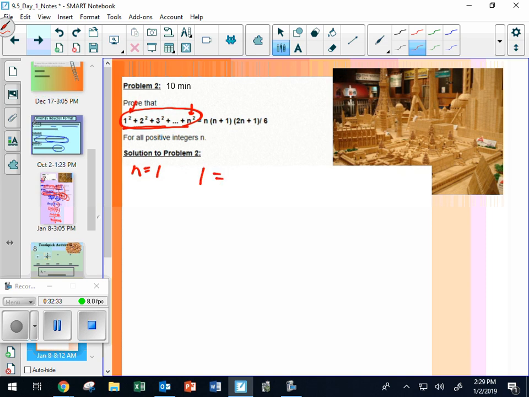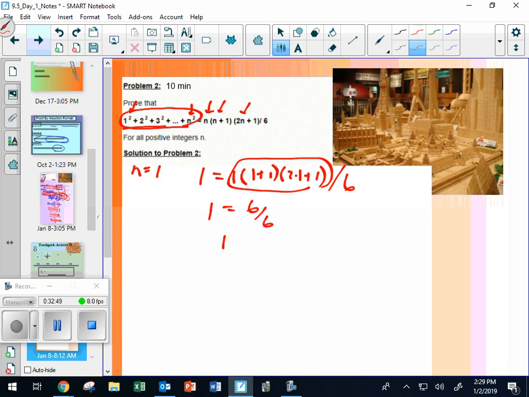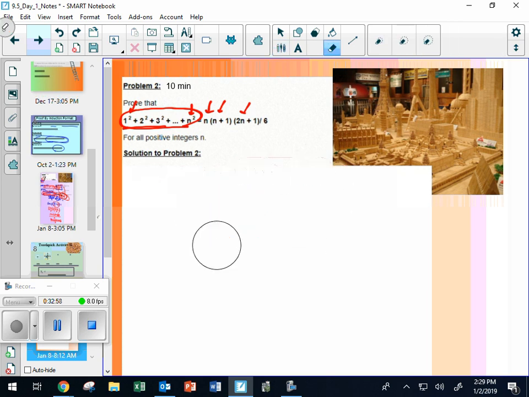1 equals. And then I'm just putting in a 1 everywhere I see an n. 1 plus 1, 2 times 1 plus 1, all divided by 6. That part is just 6. 1 equals 6 over 6. 1 equals 1. Yay, I proved it for n equals 1. Anybody could do that. That's easy. Next, I'm going to put in n equals k. All that is the same exact formula, except you put a k in. It is so easy.